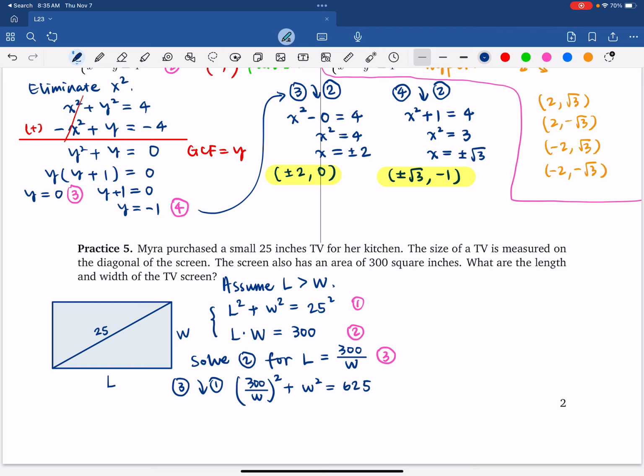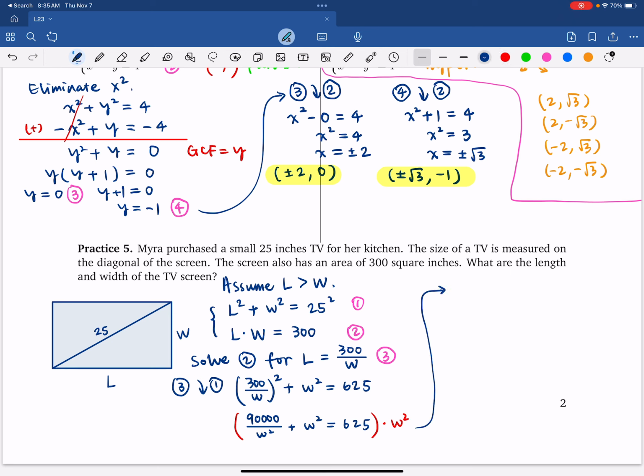Let's simplify this. We're going to have 90,000 over W squared plus W squared equals 625. So how do you solve this equation, right? Our variable is in the denominator. The best way to solve this is by multiplying everything by the LCD, or the denominator that we have right here, which is W squared. So I'm going to multiply everything by W squared.